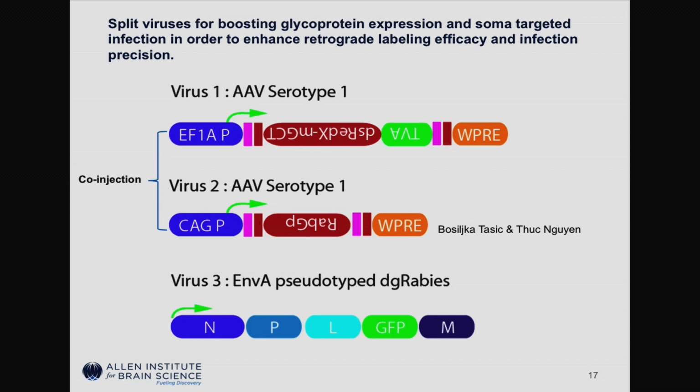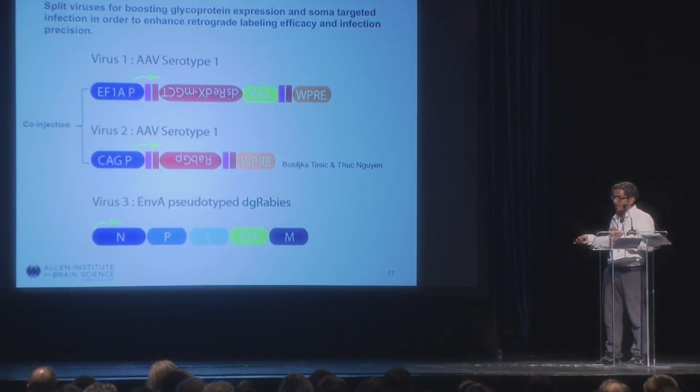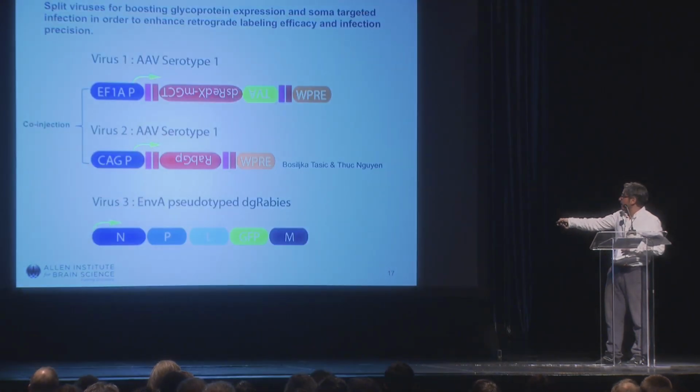These are 2 constructs we generated in the lab, which seem to be working at the moment very well. And this is the rabies construct that expresses the GFP. Again, reminder, this is a rabies that has been modified. It can only go retrogradely at a single synapse because it lacks the glycoprotein. And this will complement with that.